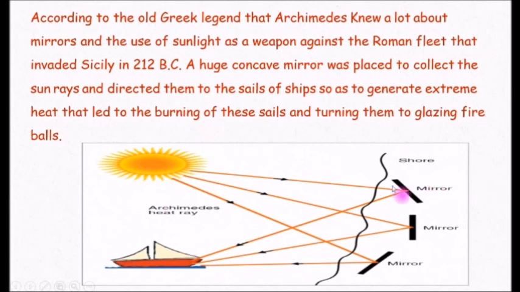As we see here, Archimedes used a huge mirror and put it in such a way that the sunlight falls on it and the reflection of the light rays is collected at a point, which is the focus, and the focus is at the sails of boats and ships. So he makes a great fire and they all burned, and so they destroyed all the ships.